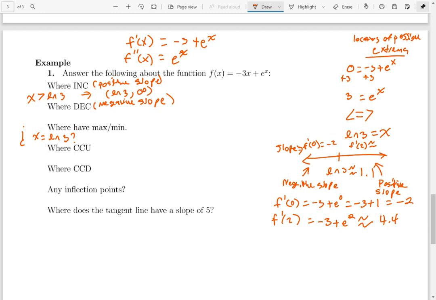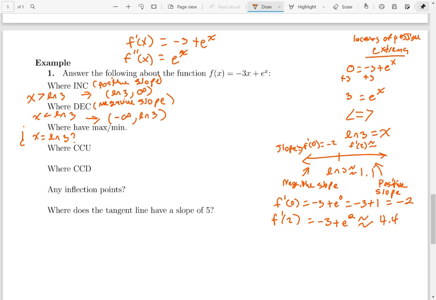Whereas if we're concerned about decreasing, it's a negative slope to the left of the natural log of 3, and so that's where x is less than the natural log of 3, or in interval notation, from negative infinity up to the natural log of 3. And so now I have increasing and decreasing intervals, or inequalities.